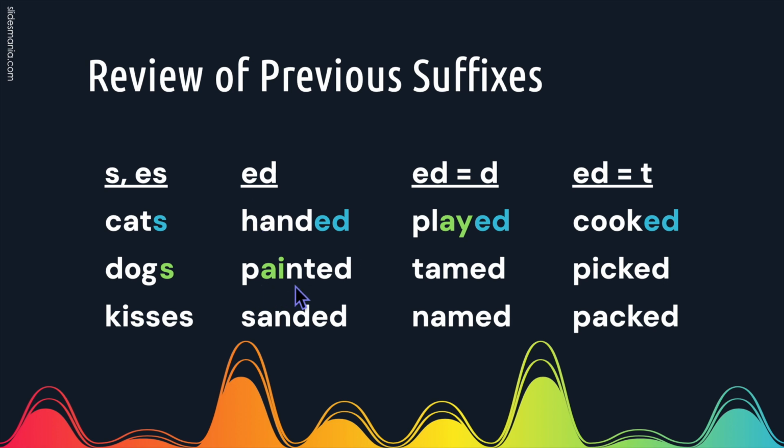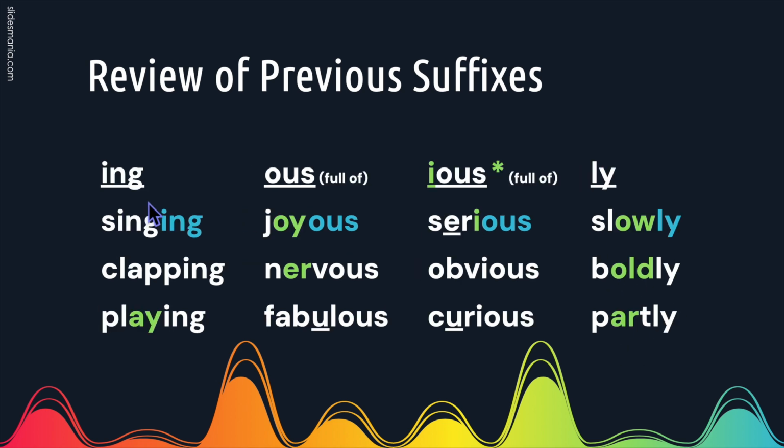ED can sound like ed, like in handed. AI says A, painted and sanded. It can also sound like the letter D. AY says A, like in played, tamed, and named. Finally, it could sound like the letter T, like in cooked, picked, and packed.